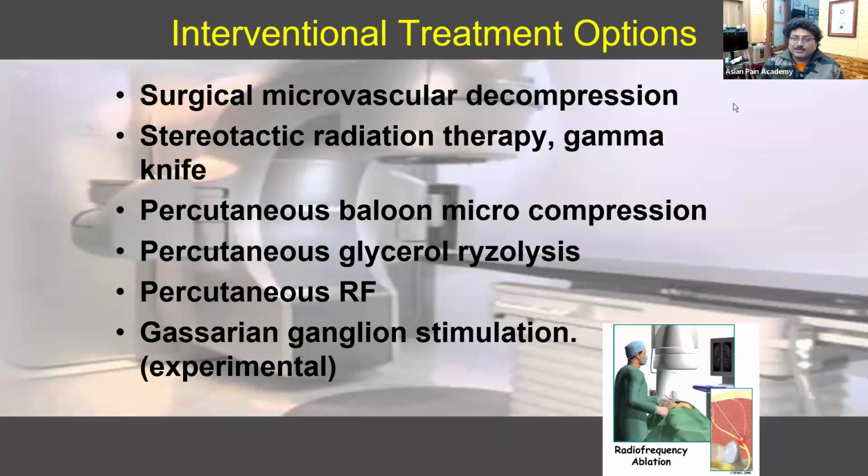Next, coming to percutaneous balloon microcompression. I should not say it's a newer technique. This technique has also been there for long, but it is especially effective when V1 is involved, because in balloon compression the motor component is affected more, but the sensory component is affected less. So if the most involvement is of the ophthalmic division, then we can choose it over radiofrequency ablation.